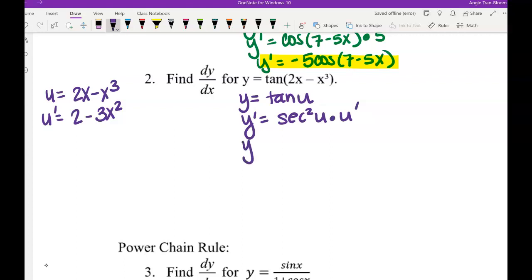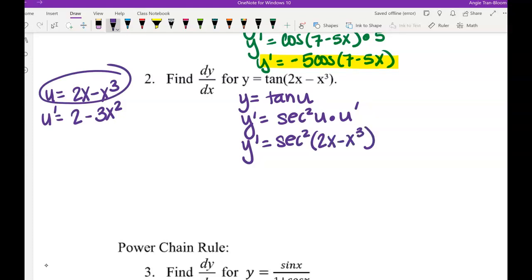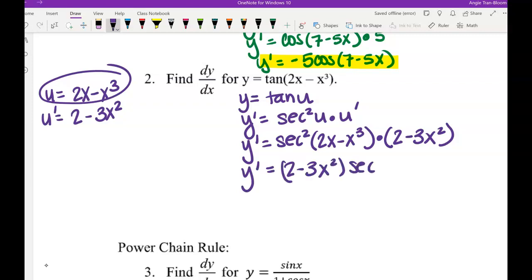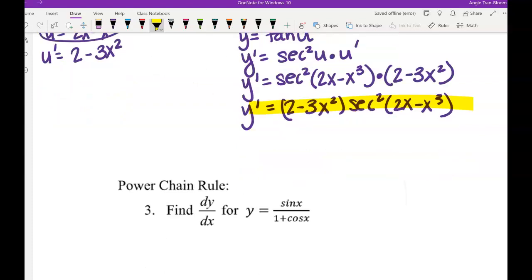So now let's plug it all back. So y prime equals secant squared, u was this right here, 2x minus x to the third, then times u prime, which is 2 minus 3x squared. Now we can put that in the front so that way that's not to be confused. 2 minus 3x squared times secant squared of the quantity 2x minus x to the third. That's really as far as we can go, and then we're just gonna highlight that or box that up.